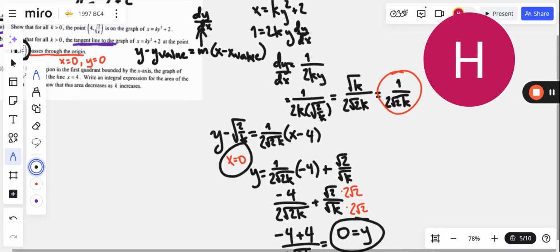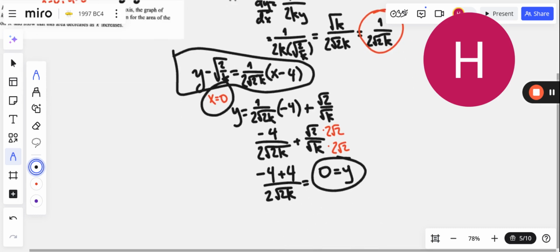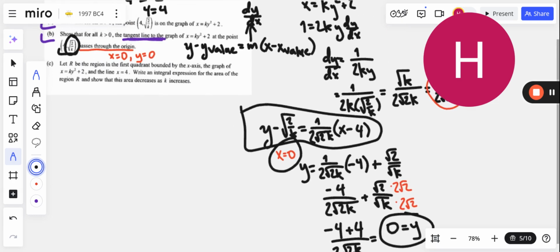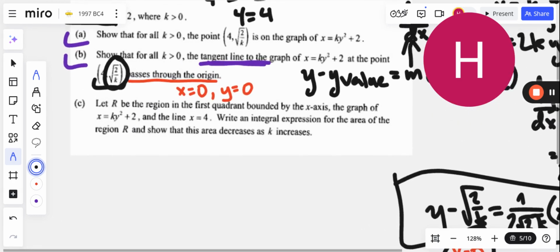Or I should say the tangent line does pass through the origin, right? So we used the tangent line here. We tried to plug in x equals 0 because we want to make sure that this tangent line is going to pass through y equals 0. And it does. All right, now let's move on to part C.